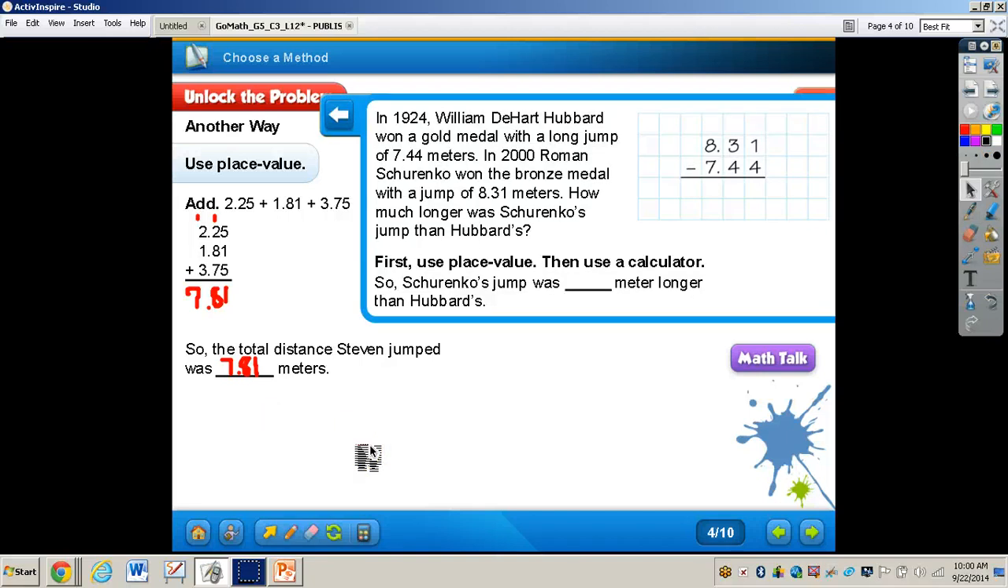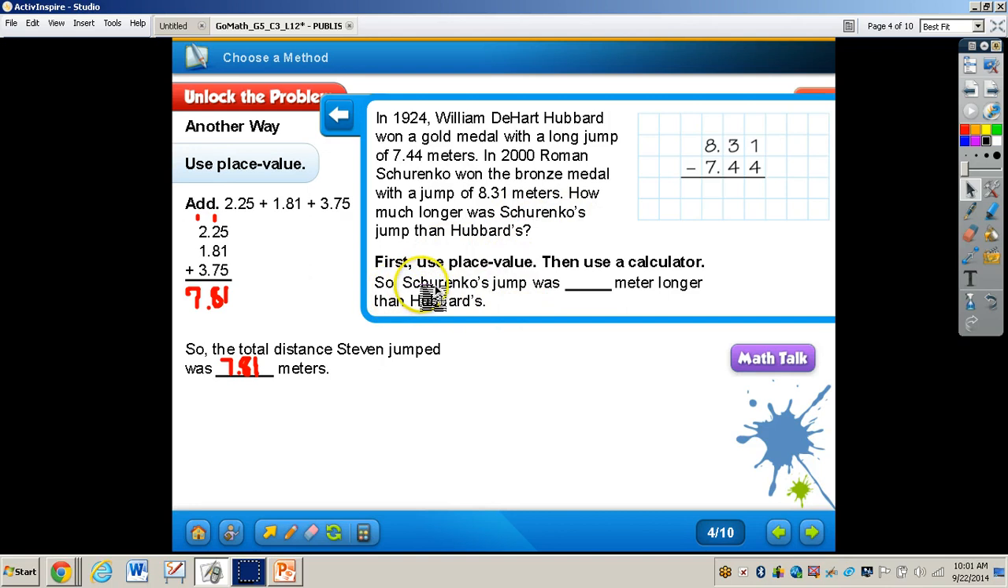Okay, let's go to the try this problem on page 152. It says in 1924, we can see William DeHart Hubbard won a gold medal with a long jump of 7 and 44 hundredths meters. In 2000, Roman, not sure exactly the last name, won the bronze medal with a jump of 8 and 31 hundredths meters.